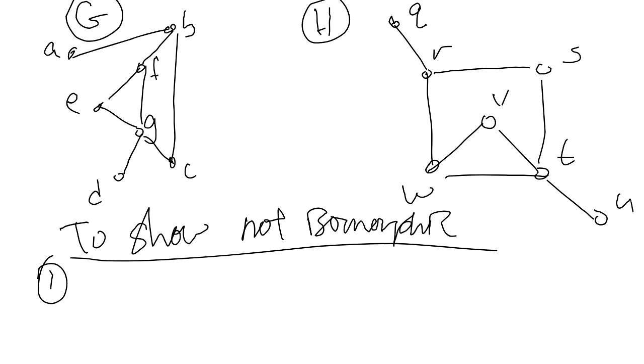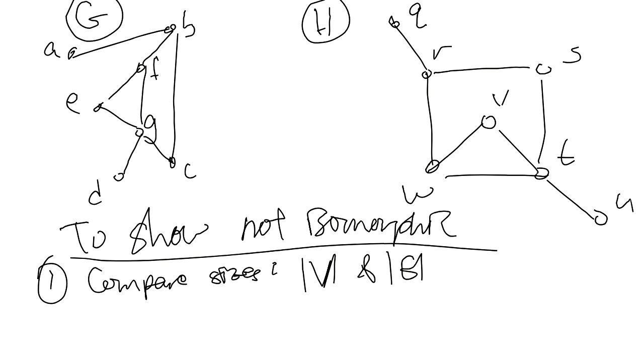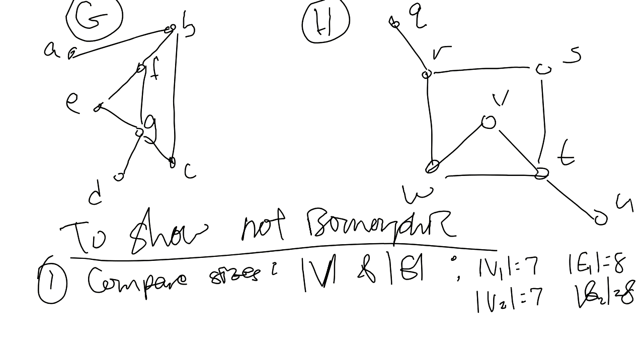So step 1, compare the sizes. There are two sizes involved in this graph. There's the number of vertices and the number of edges. We're looking at these two graphs. The one on the left has 7 vertices. The one on the right has 7 vertices. The one on the left has 8 edges. The one on the right has 8 edges. So they're the same. The next thing to check is the degree sequences.